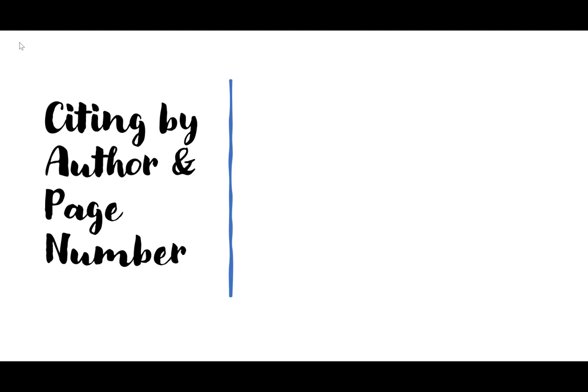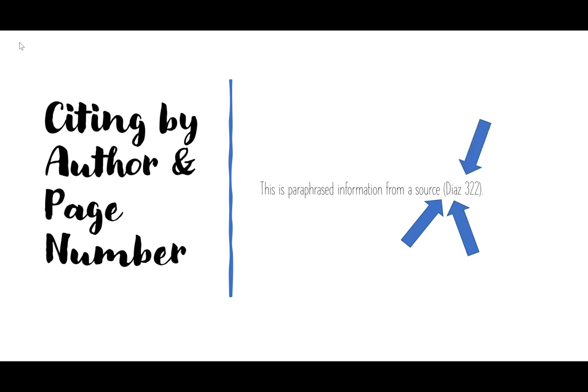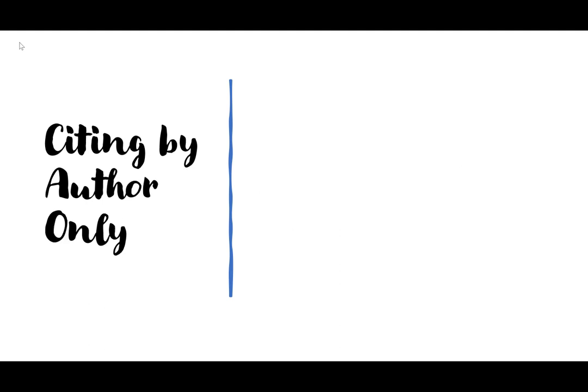So you can cite by an author and page number. If a source has an author and it has page numbers, you'll use both of them. So here's an example. This is paraphrased information from a source. You can see that I put parentheses at the end. There's a space between the end of the information and the parentheses. I include the author's last name. I include the page number where it's found, and a period at the end. The period goes after the citation.